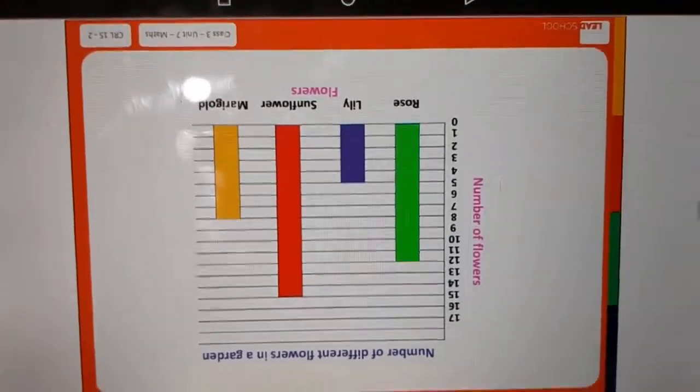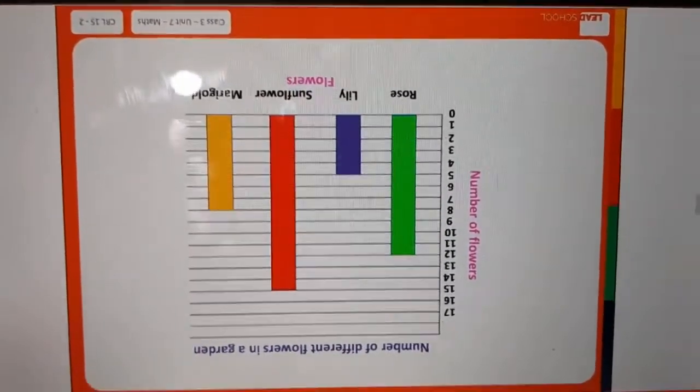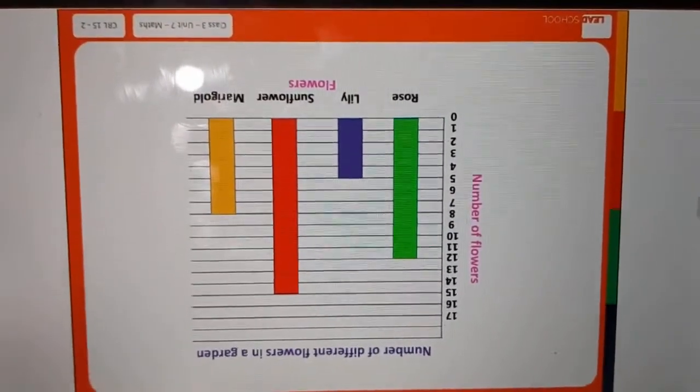Now look at this everyone and write it down in your rough notebook. I'll give you 1 minute. You have to complete your work.